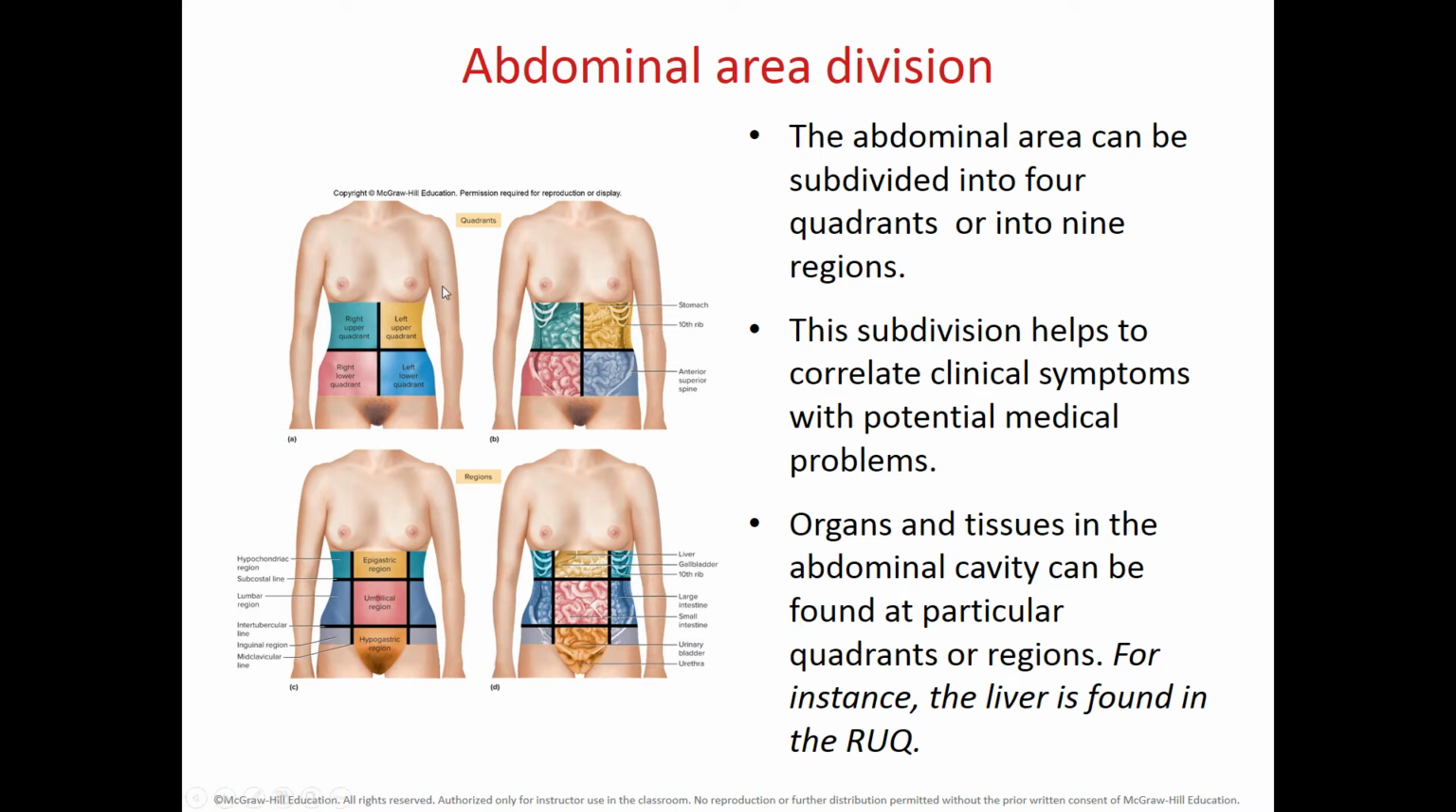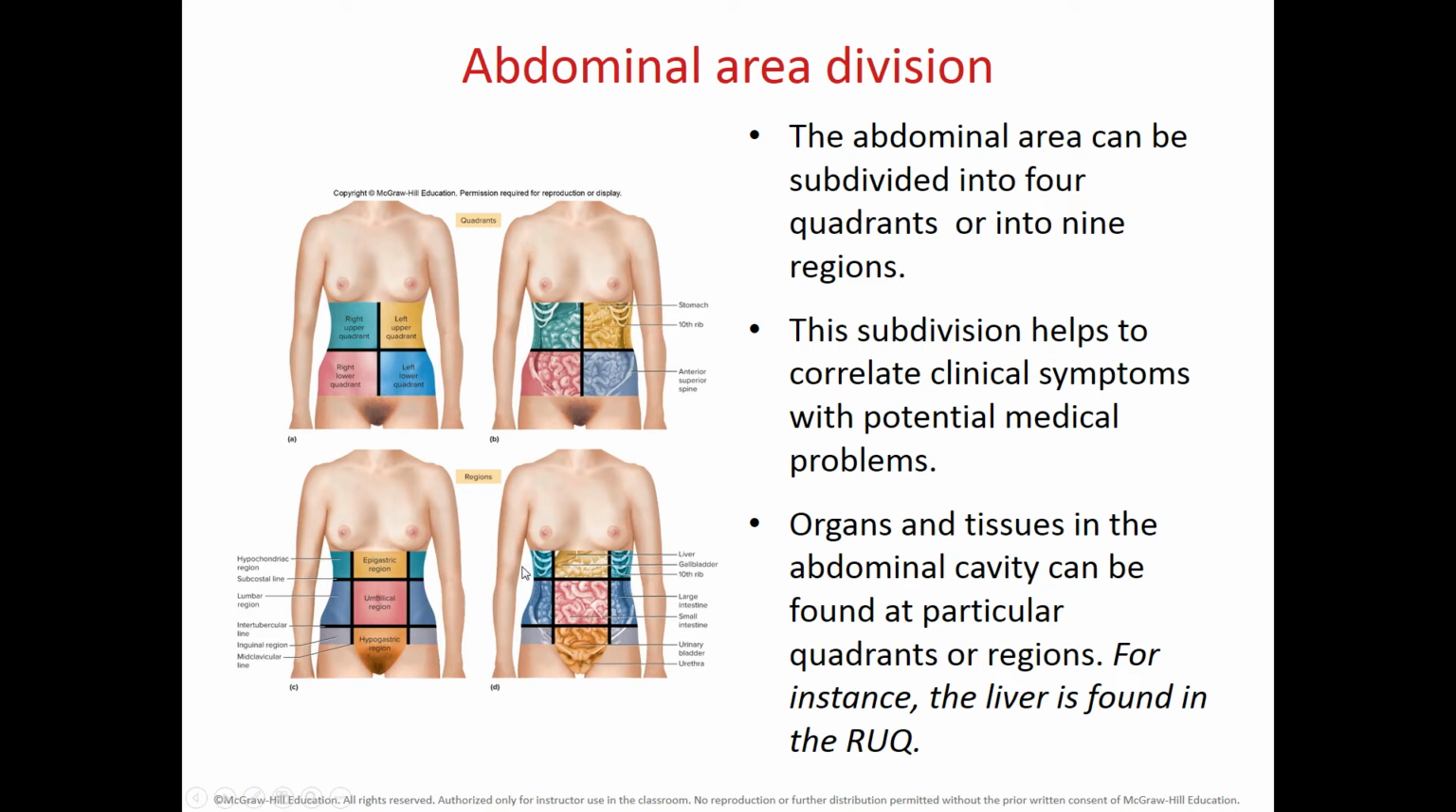So in the case of the right upper quadrant, for instance, you cannot see it labeled in here, but here we have the liver. So this is another key point, that the liver is located in the right upper quadrant. Now in the left upper quadrant, we have the stomach, we have the spleen, and so on and so forth.